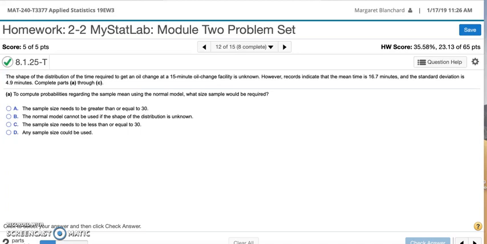Part A, to compute probabilities regarding the sample mean using the normal model, what size sample would be required? I think it's in section 8.1, it talks about the sample size required. Basically, the idea is the more data you have, the more likely it is that your sample mean will be closer to the mean. So in this case, the sample size needs to be at least 30, or greater than or equal to 30. So we can say A is the answer.